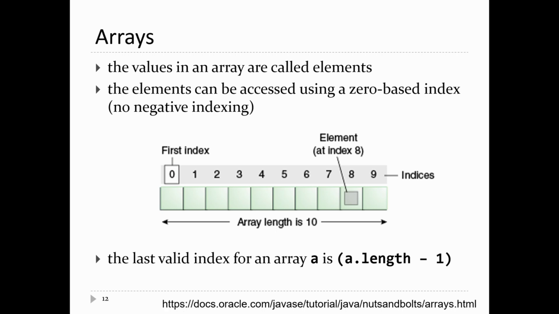Just like in a Python list, the values in the array are called elements. Again, just like in Python, you use a zero-based index to access the elements. There's no negative indexing. This is useful to remember, because you often want to start working from the end of the array. If you want the last element in the array, it starts at index length minus 1. So the last valid index for the array A is always A.length minus 1.